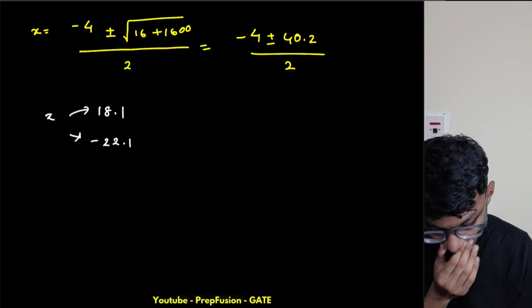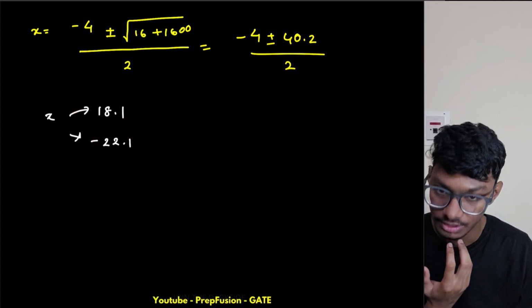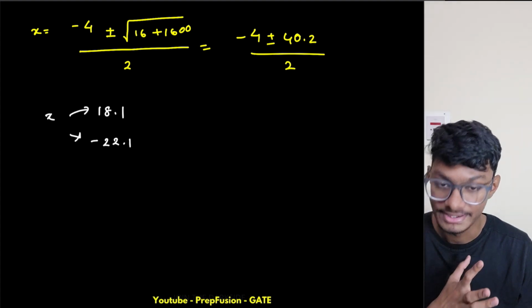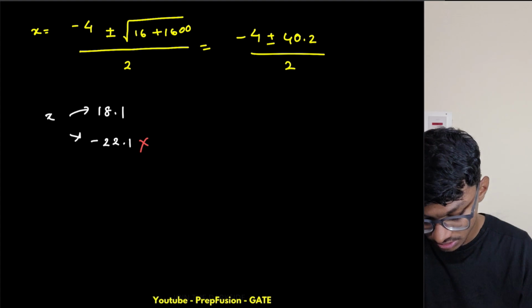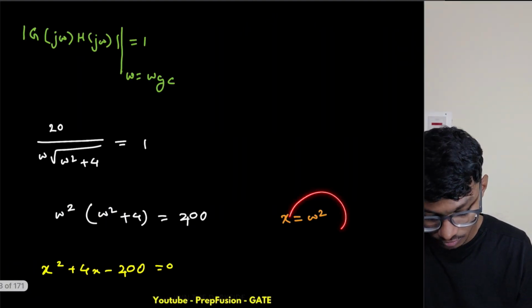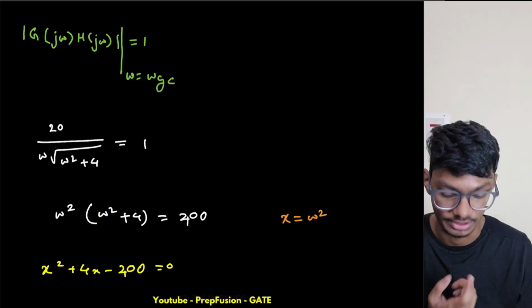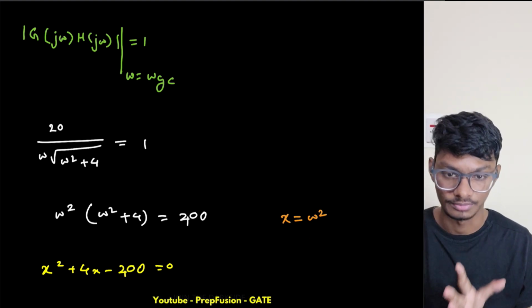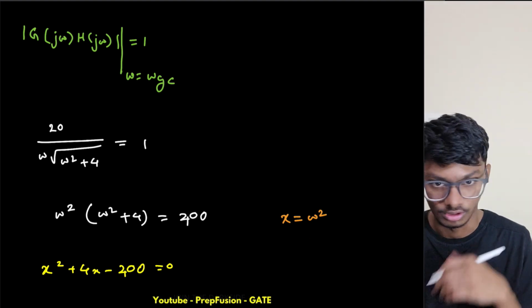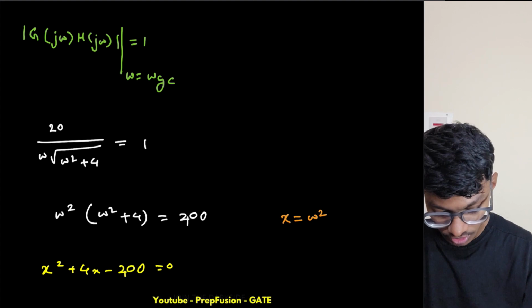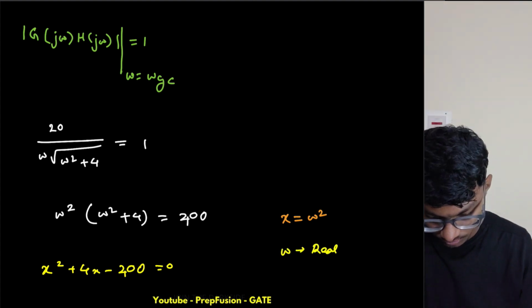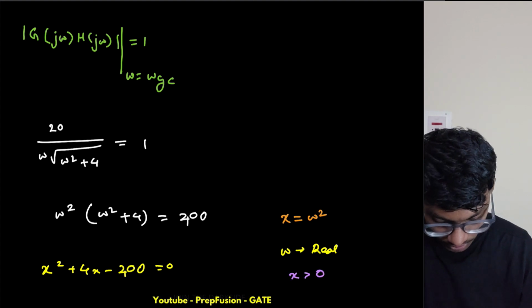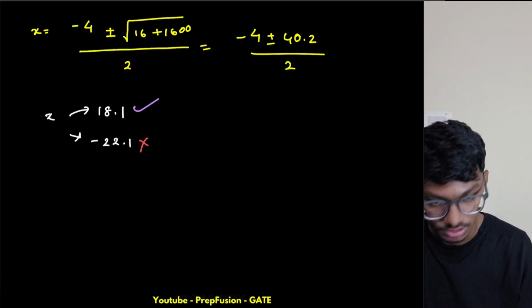But which one should you take? You will ignore this one. Why? Because what is x? x is omega square, and omega is a real number. I've already explained this in a previous lecture also. Omega is real, hence x will be greater than 0. So I will take this one and ignore that one.